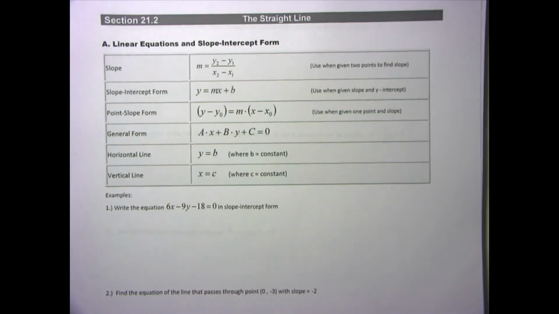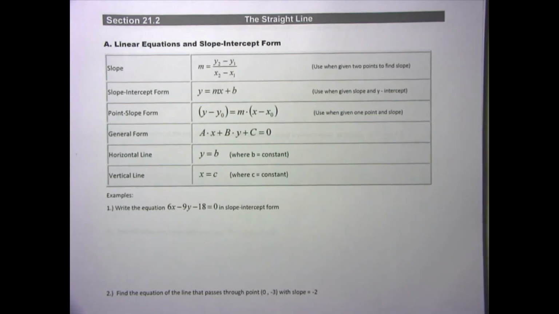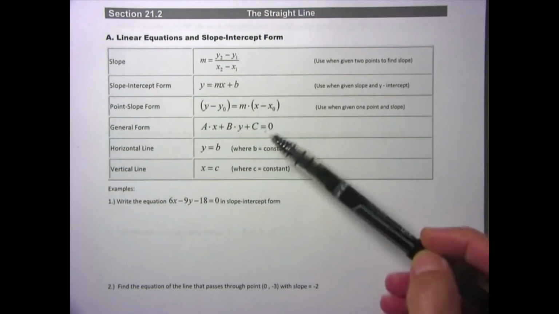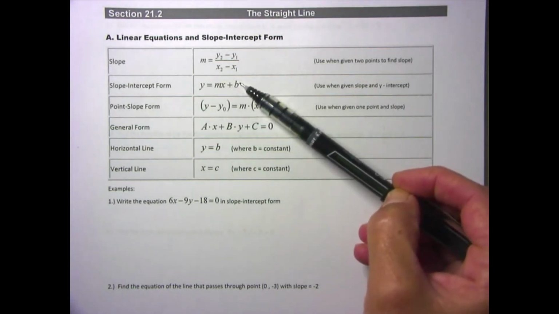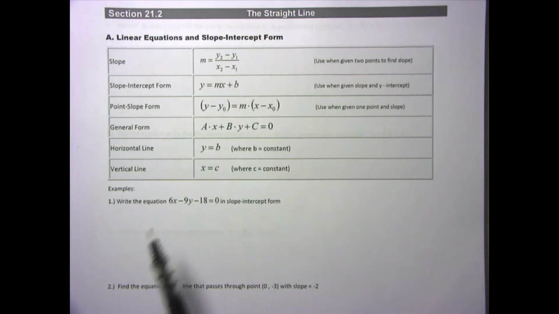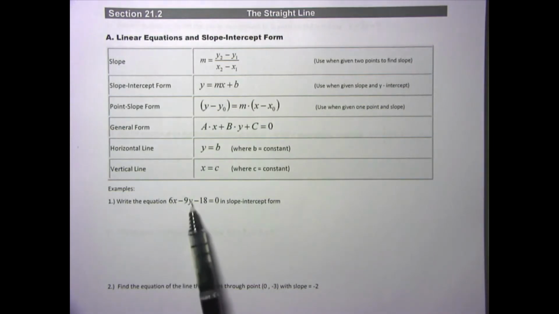All right, so examples here. Number 1, we would like to write the equation 6x minus 9y minus 18 equal to 0 in slope-intercept form. So we want to take it from this form to slope-intercept form. That means we would like to solve for y. So the first thing that I will do is to see if I can get the term that contains y alone on one side of the equation.